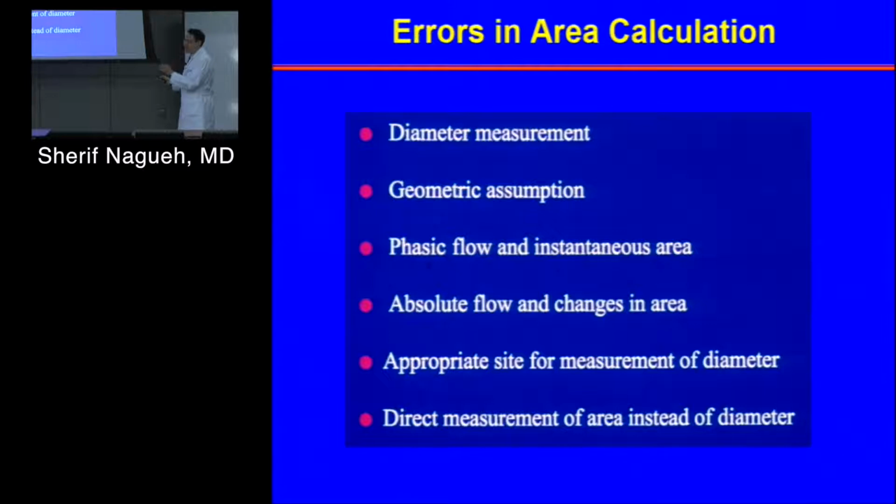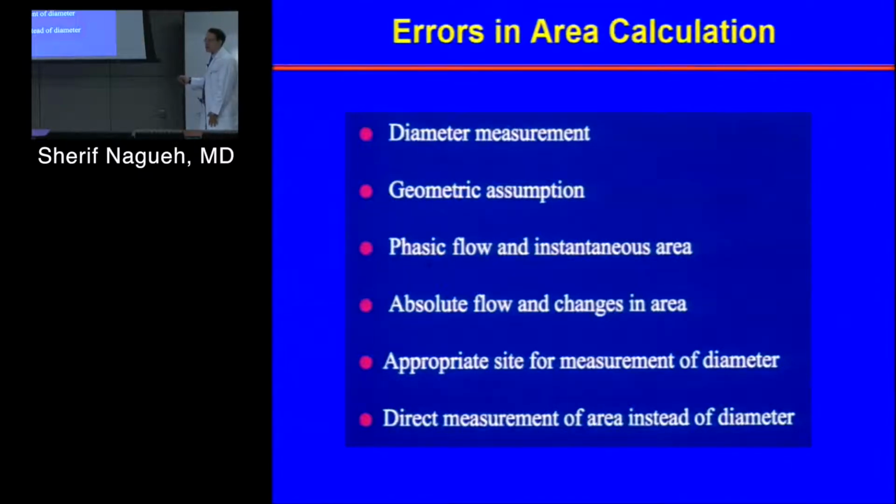So flow is area multiplied by velocity. If I make errors in the area, then I'll make errors in calculating flow. And of course, if I make errors in the velocity, I will also make errors in calculating flow. The most frequent problem, though, is the area error. The first one is the diameter measurement. The true diameter is, for example, 2.4, and I am measuring it 2.